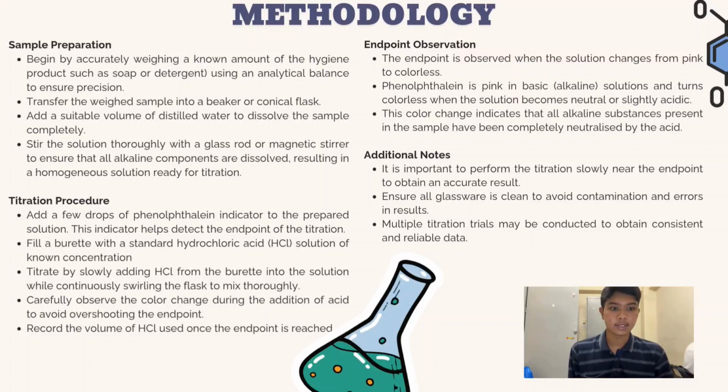This color change indicates that all of the alkaline substances present in the sample have been completely neutralized by the acids. And then for the additional notes, it is important for us to perform the titration slowly near the endpoint to obtain an accurate result. And then we must ensure all glassware is clean to avoid any contamination and error in our results. And then multiple titration trials may be conducted to obtain consistent and reliable data.